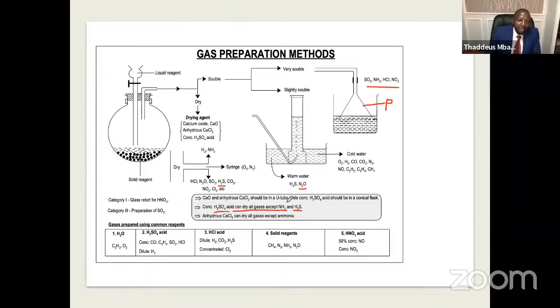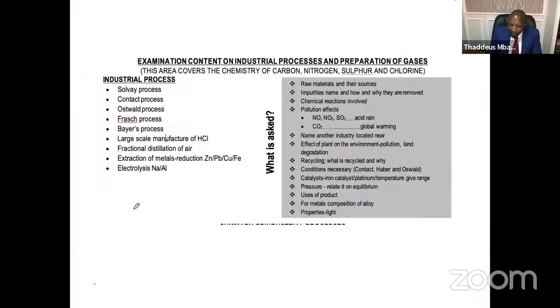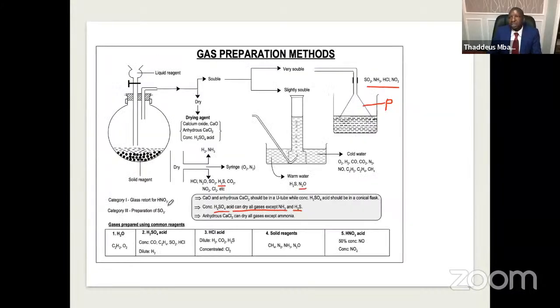Perfect. Yes. Now we have the special category of gases. The special category is the one like the glass retort that is used to prepare nitric(V) acid. It does not conform to any normal setup of preparation of gases. So the glass retort, used in the preparation of nitric(V) acid, is a very unique method of collecting gases. Of course, remember, this question is very common whenever you're asked why we use glass apparatus in the manufacture of nitric acid.